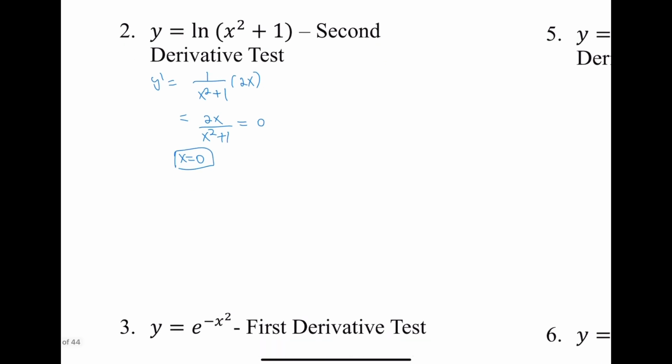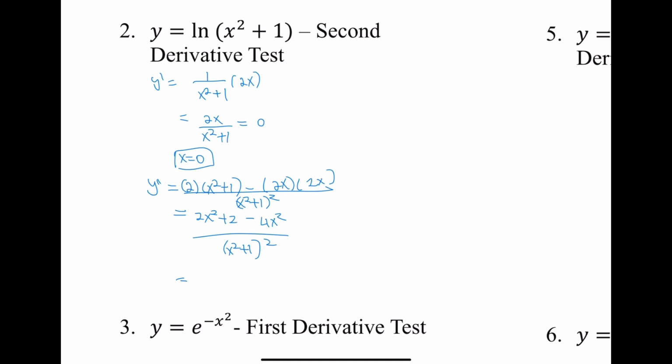And then we're using the second derivative test again. So y double prime equals 2 times x squared plus 1, minus 2x times 2x, all over x squared plus 1 squared. So 2x squared plus 2 minus 4x squared all over x squared plus 1 squared. That gives us negative 2x squared plus 2 all over x squared plus 1 to the power of 2.